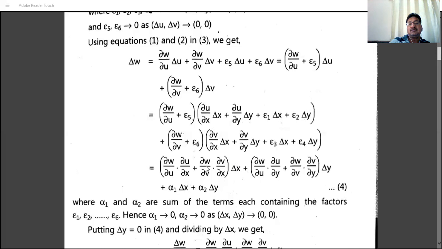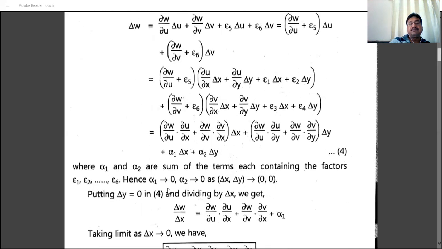What is equation number 4? This is equation number 4. Its LHS is delta w. So putting delta y as 0 and dividing by delta x, what do we have? Delta w by delta x is the LHS. And then here in this bracket, delta x by delta x is 1. We have this bracket plus this bracket, delta y by, actually the value of delta y is 0, so this term becomes 0.